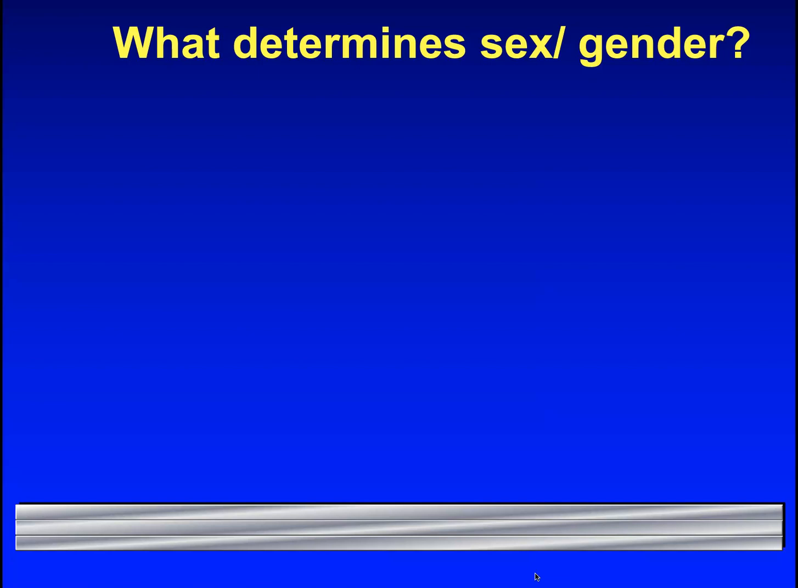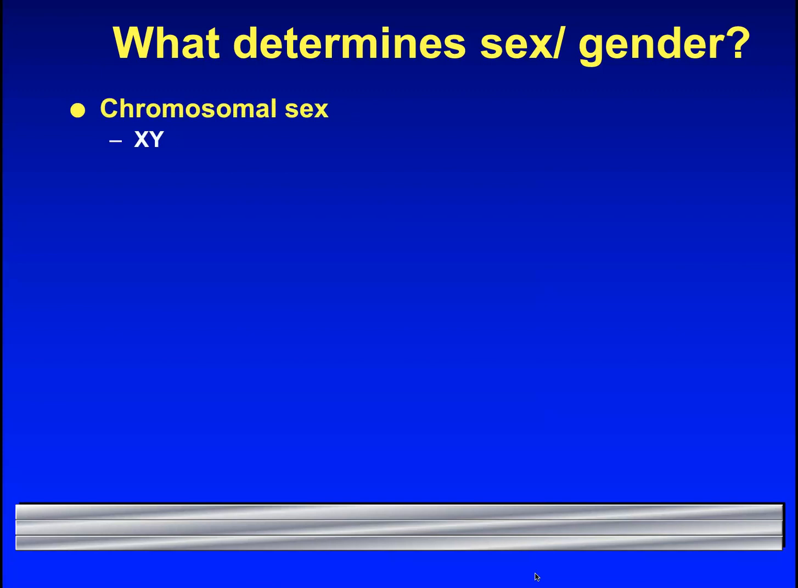So what determines sex and or gender? Because we'll talk about both of them. And I'll tell you right now, it is not straightforward. We think it is. We think it's a binary. We think it's black or white, tall or short, man or woman, male or female. It is not. It's not as straightforward as we think it is. So there are many things that may play a role. So let's start, we're biologists, so let's start with chromosome.